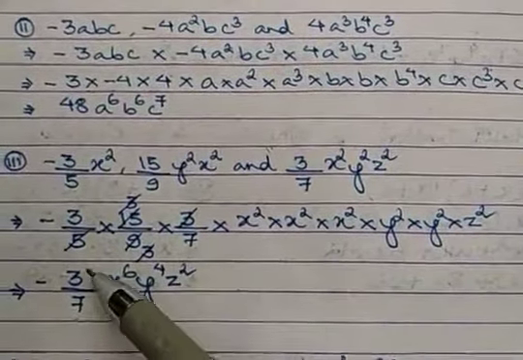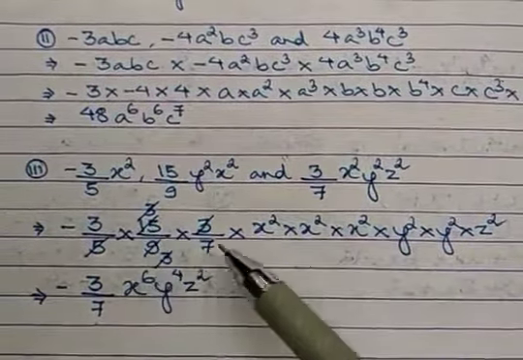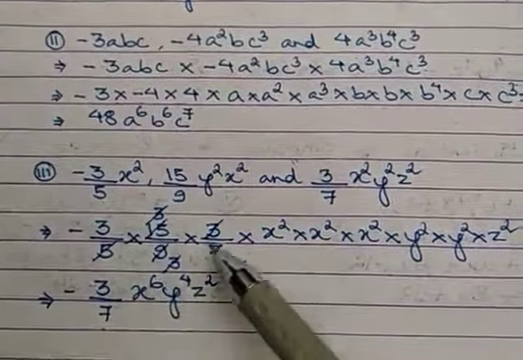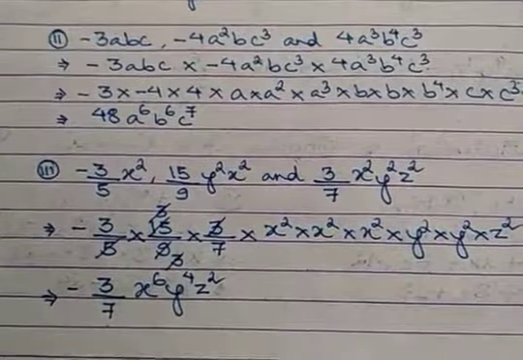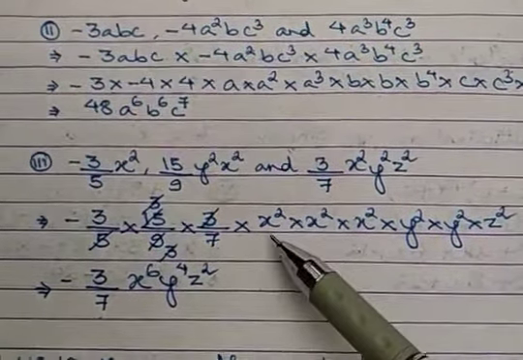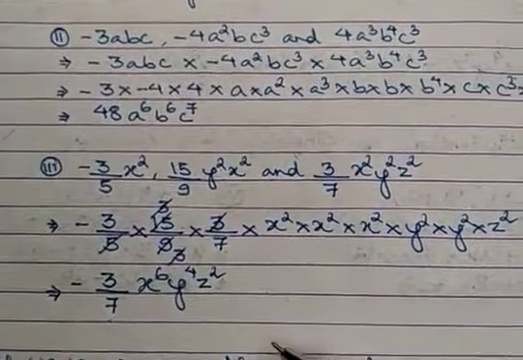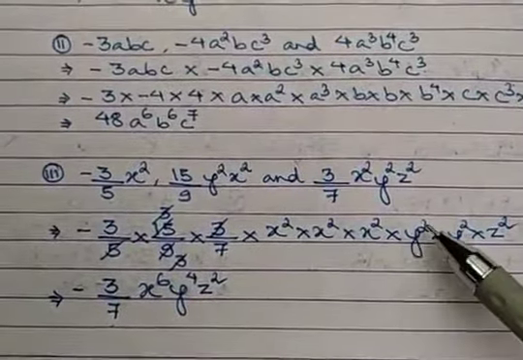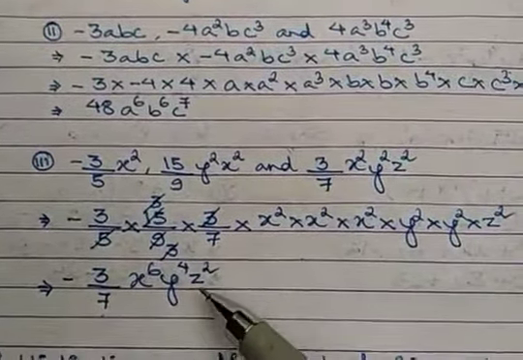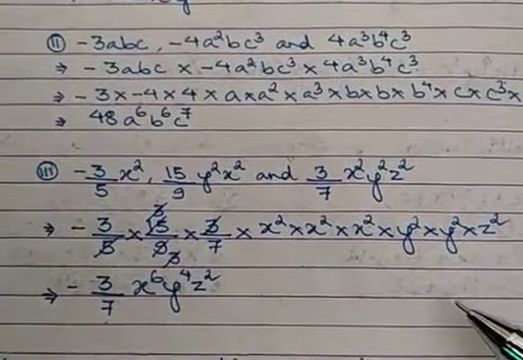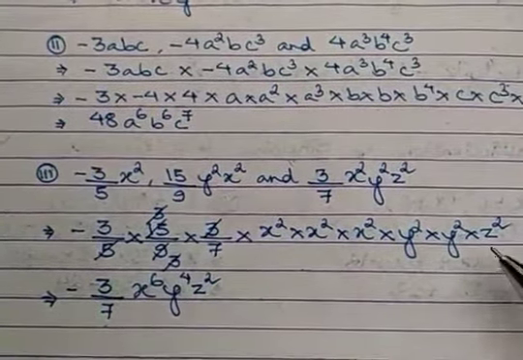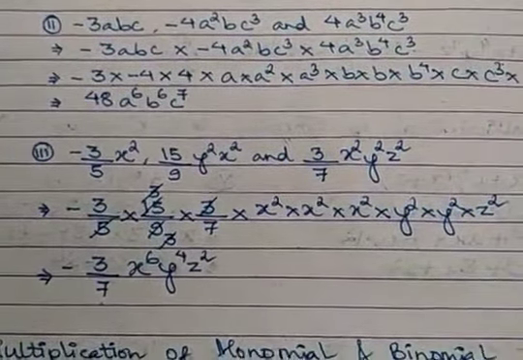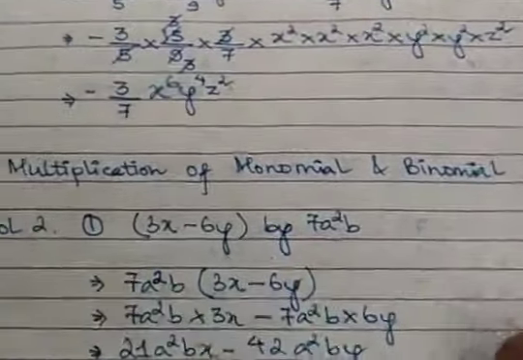After cancelling, you know multiplication of fractions, how it is done, the numerators and denominators can be cancelled. So after cancelling I got minus 3 divided by 7 as my constant term. X squared and x squared, as I already said, the powers will be added, so 2 plus 2 plus 2 is 6. Y squared and y squared, powers will be added again, y to the power 4. Z squared is a single variable, we don't have any other z, so it will remain as z squared. I hope you kids are understanding the lessons.